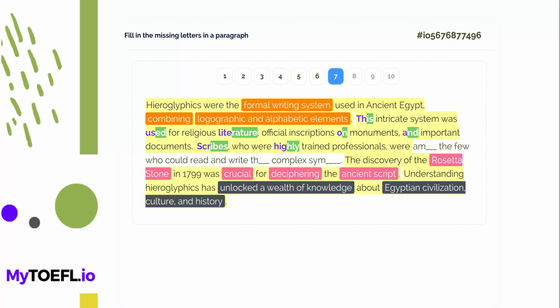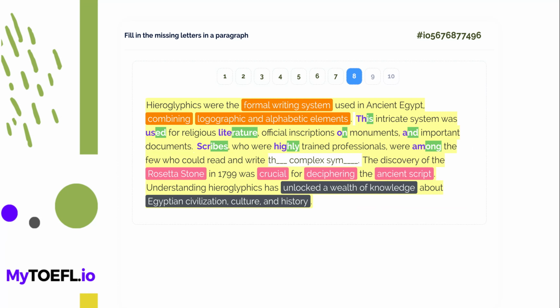Let's look at the eighth blank. Scribes, who were highly trained professionals, were blank the few who could read and write blank complex. The question provides the letters A and M and contains three spaces. This word states that scribes were part of a small group of people, the few. We need a preposition that indicates being included in a group. The correct word starting with the given letters is among.